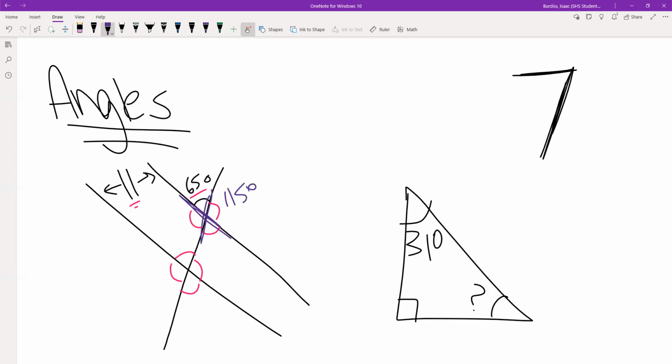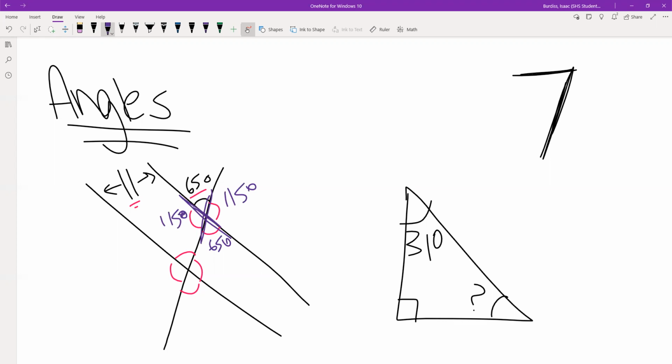Right here, once again, these are supplementary, so this is actually 65 too. And another rule, by the way: angles that are across from each other like this are always equal. That's why they're both 65. Oh, so then this is 115 also. And you could also find that by supplementary angles again.